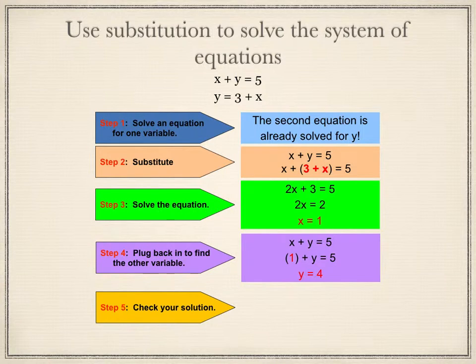Then we're going to go ahead and check our solution so we know that we're right. And we've got 1 plus 4 is equal to 5, and that's correct. And then we have 3 plus 1, which is equal to 4, and that's also correct. So we did it right. If something doesn't check out down here and you get to step 5 and your solution is not correct, go back to step 1 and rework.